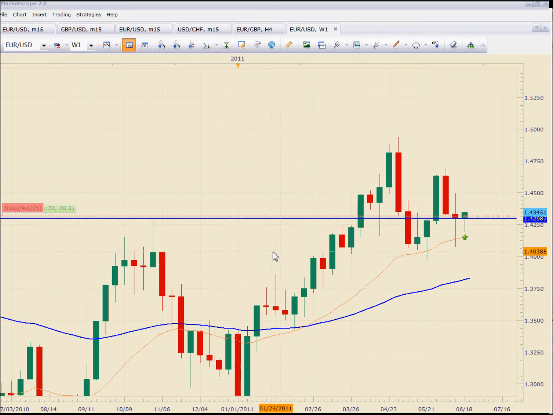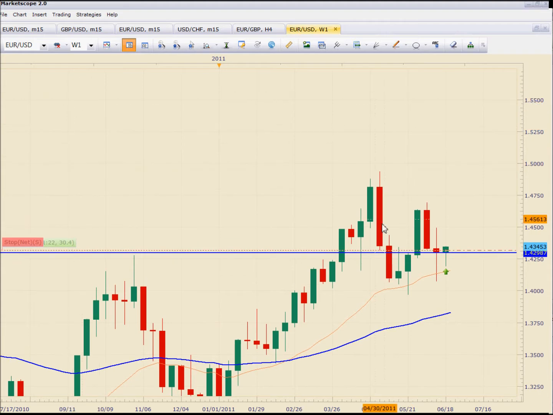Just going over my trade today. I'm in this trade live right now. This is the Euro US, the weekly chart. I always begin with the weekly.